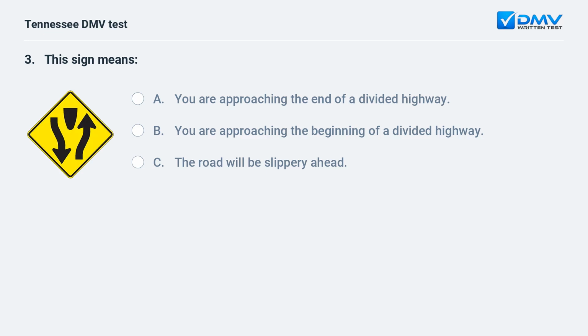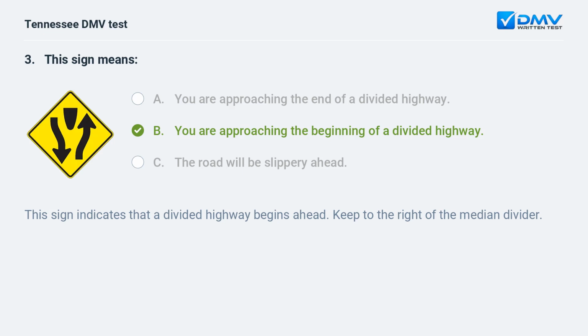This sign means A. You are approaching the end of a divided highway. B. You are approaching the beginning of a divided highway. C. The road will be slippery ahead. B. You are approaching the beginning of a divided highway. This sign indicates that a divided highway begins ahead. Keep to the right of the median divider.